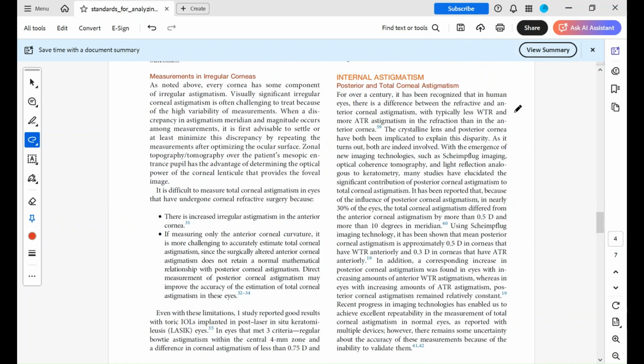The other thing that I'd like to bring your attention to is the concept of posterior corneal astigmatism.